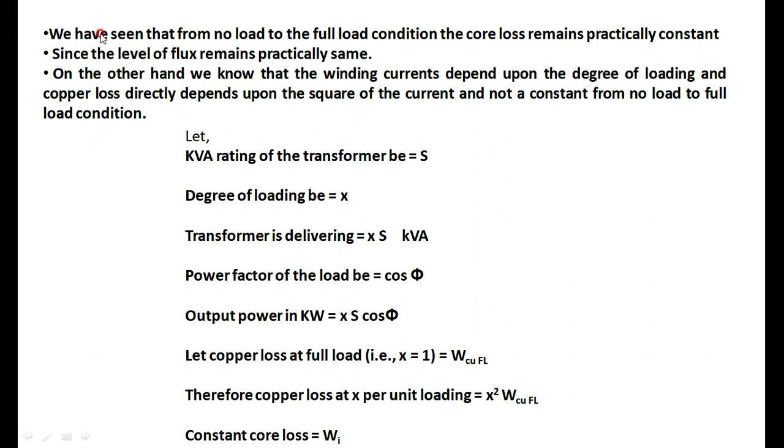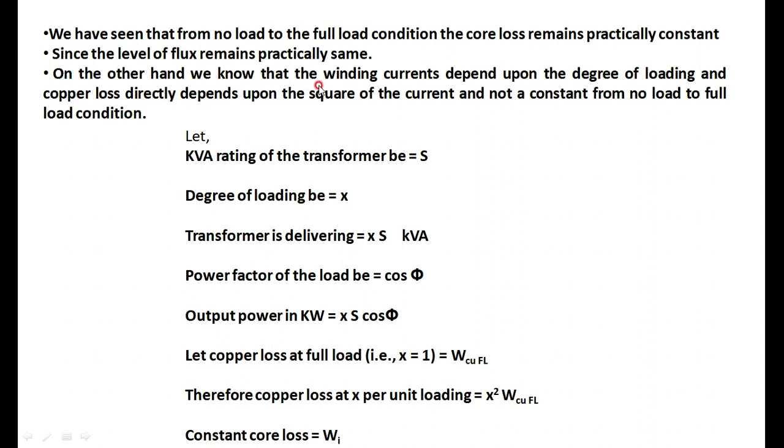We have seen that from no load to full load, the core loss remains constant. Irrespective of the load condition, the core loss remains constant because the core loss depends upon the applied voltage. Because you are applying the rated voltage to the transformer primary winding, you are not varying the voltage applied to the transformer. Therefore, the core loss remains constant. It does not depend upon what type of load, how much load is put on the transformer. Irrespective of the load condition, the core loss or the no load loss remains constant.